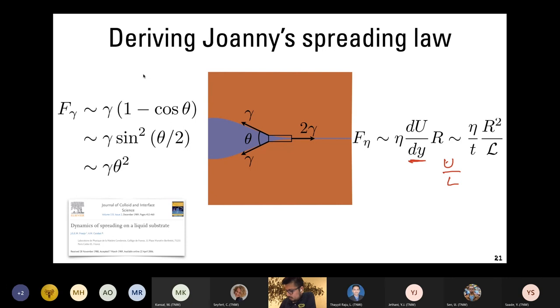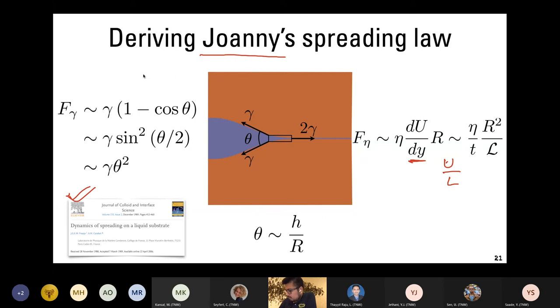I must admit that I still could not find Johnny's original calculation. I even took help of some of the French in our group, and even they couldn't find it. So I'm still waiting to read Johnny's original calculation. The way I'm writing this calculation, I'm rederiving it from this paper, which came out in the Journal of Colloids and Interfaces.